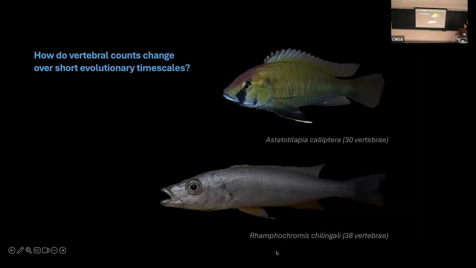And we can do some embryology, right? So we can start to see which are the changes that actually underlie, at these close evolutionary timescales, the evolution of vertebral counts. The work that I'm going to show you is on Astatotilapia calyptera, the common ancestor of the radiation, which makes 30 vertebrae, and Rhamphochromis chilingali, which makes 38. These fish are big, by the way. You have to extract the eggs, and it's involved, but it's good.